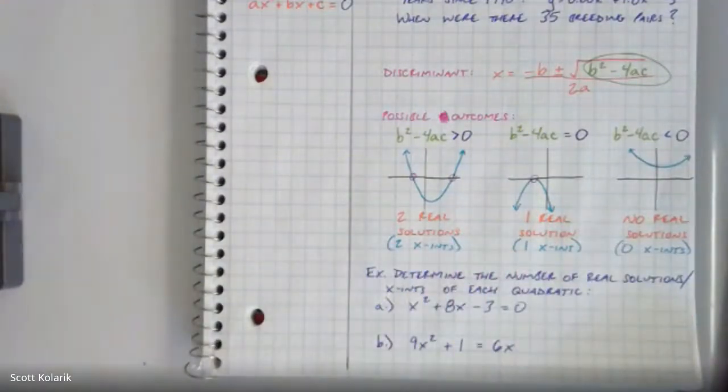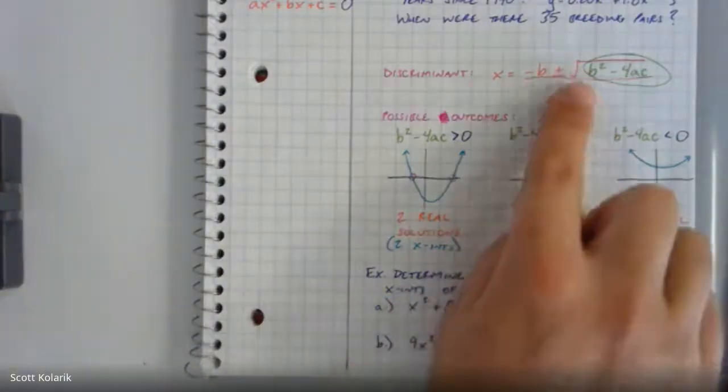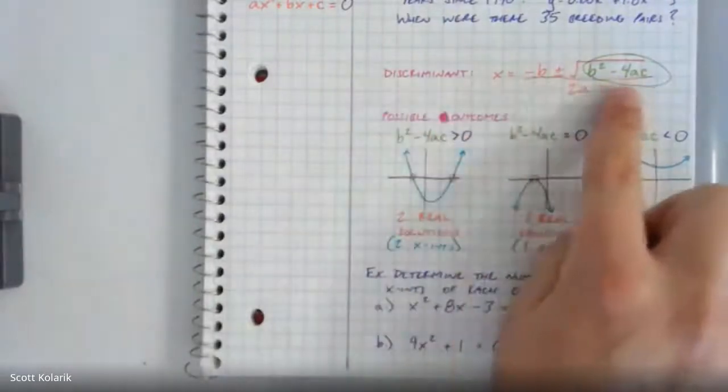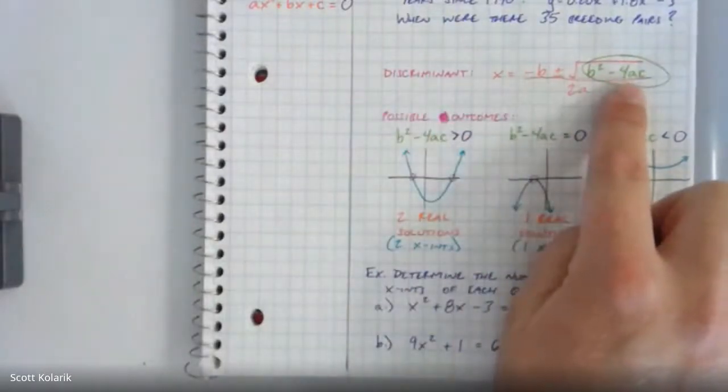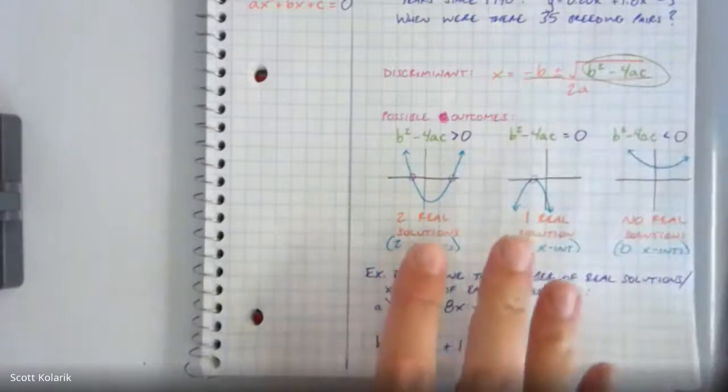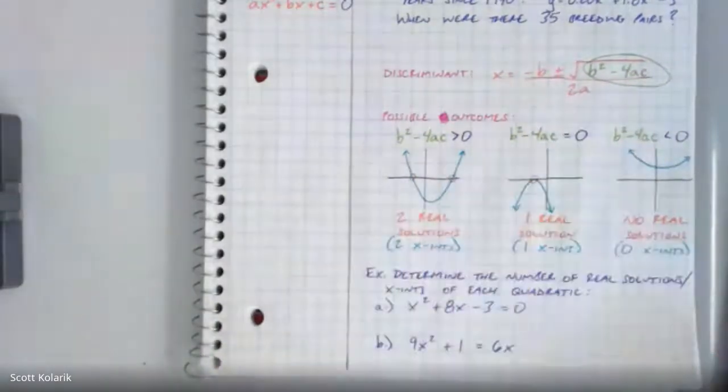Now, the actual values of the solutions in these first 2 guys right here, that's what the whole chapter is about, how to solve for those x values so you get actual number answers, however complicated they may be, that will represent those solutions. This discriminant that we're talking about right here, the b squared minus 4ac, will simply give us the information about how many possible solutions there'll be.